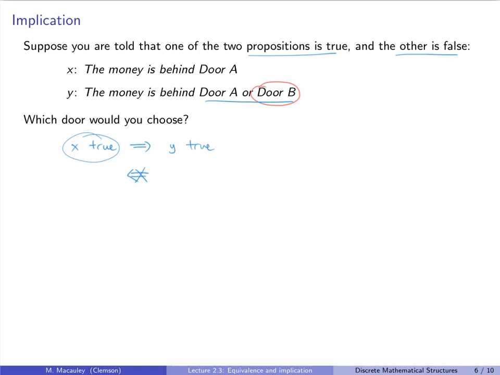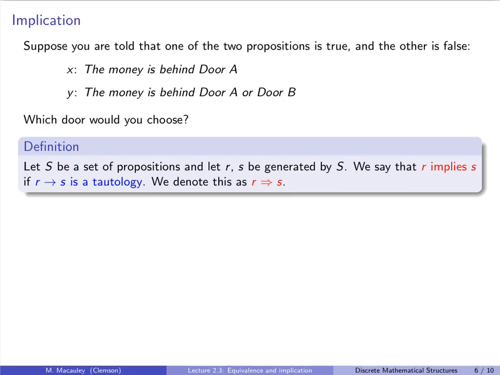To formalize this, let capital S be a set of propositions, and let lowercase r and s be generated by this set. We say that R implies S if the implication, if R then S, is a tautology. And as before, we denote this with that same implication symbol, but just with a double arrow instead of a single arrow. So we write R implies S.